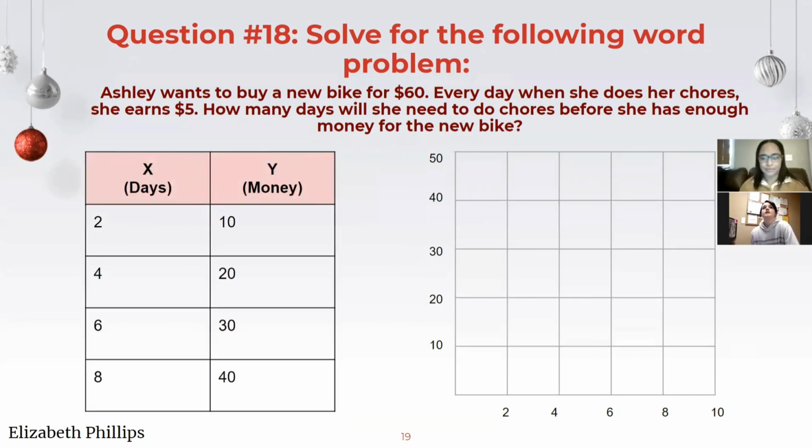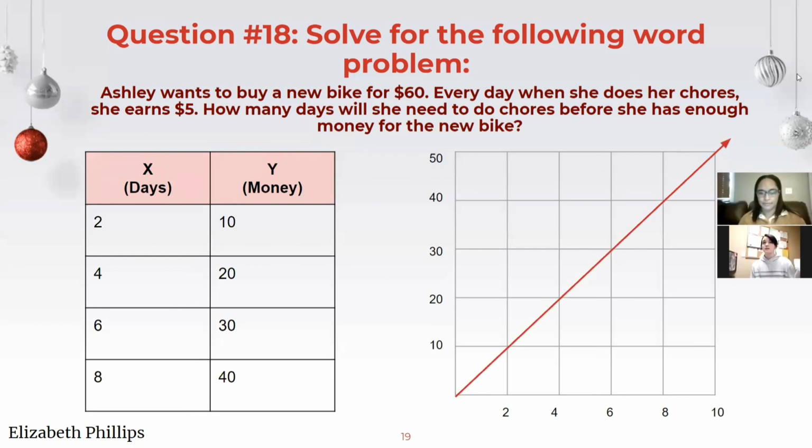Well, if Ashley wants to buy her new bike and she does her chores every day and gets $5 every day, we can assume that one day she'll get $5, 2 days she'll get $10. So using this information, we can set up a chart. If you look at my chart to the left, if she works 2 days, she's going to make $10. A good way to set it up is her initial $5 times however many days she works, to get an idea of how much money she's going to make.